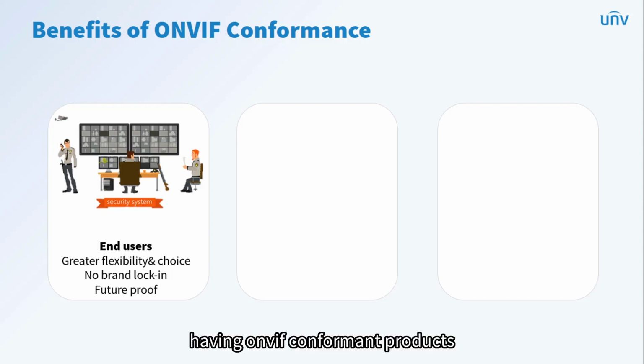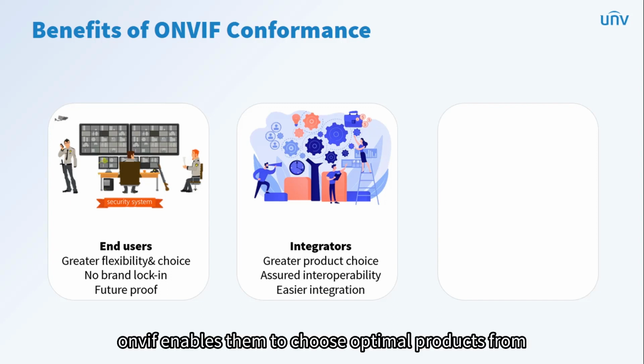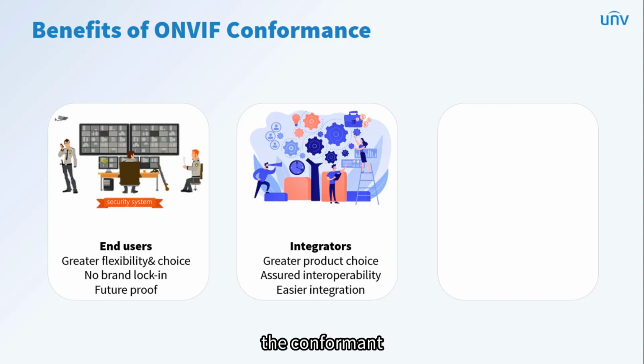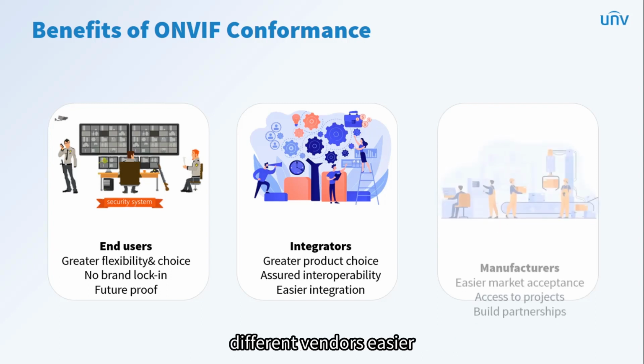Having ONVIF conformant products is like having an insurance policy that future-proofs their system for a more secure investment. ONVIF conformant products allow integrators to create a flexible, cost-effective, and future-proof system. ONVIF enables them to choose optimal products from different vendors. The conformant products allow integrators to be confident in their interoperability and make integration of products from different vendors easier.